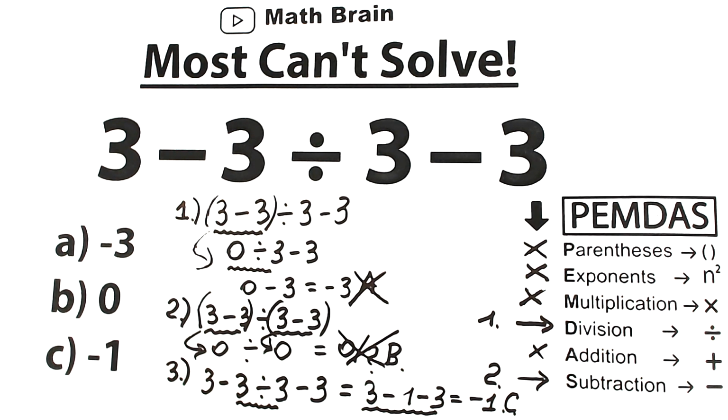And our last hope, option C, let's look at it. We have 3 minus 3 divided by 3 minus 3, and of course division is our first step. 3 divided by 3 equals 1, and the last step is subtraction, very basic subtraction. So according to the correct order of operations, the correct answer is option C, and the correct solution is the third interpretation. Definitely don't feel bad if you got this wrong.